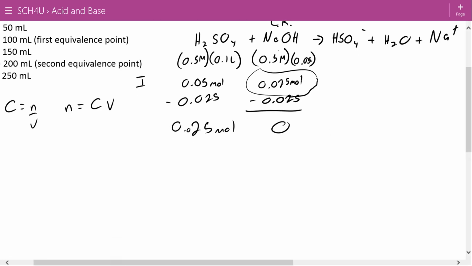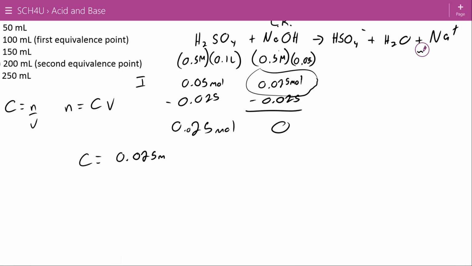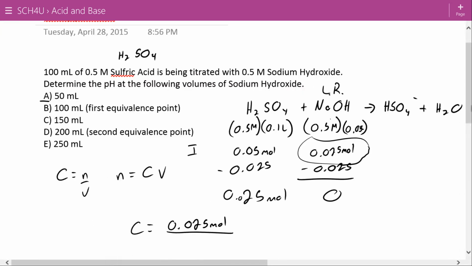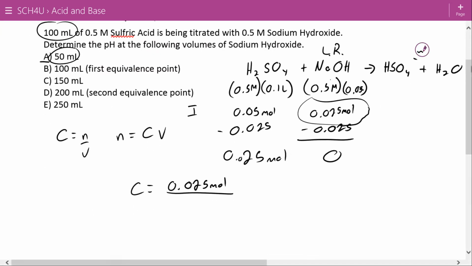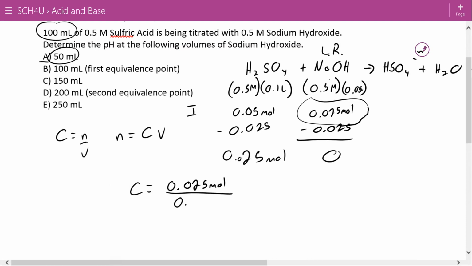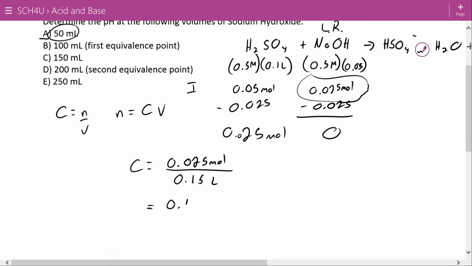To determine pH, I need concentrations. So if I have 0.025 moles of that remaining, and I have a total volume of 100 plus 50, then I have a final volume of 0.15 liters, or a concentration of 0.167 molarity.